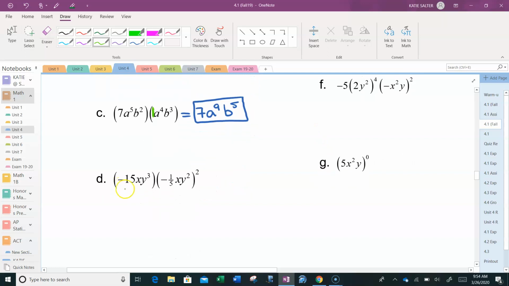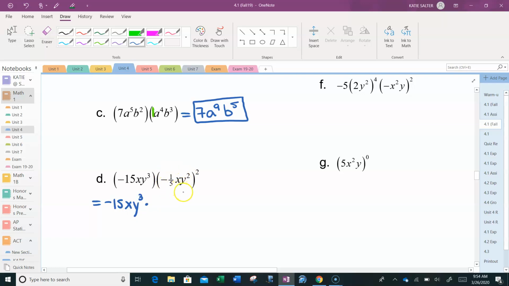All right, in this problem, what makes it different from the problems that we just did is that this first expression right here is not being raised to a power, but this second one is. So we have to make sure we take care of this monomial being raised to the second power before we multiply, because we always do exponents before multiplication. So what I'm going to do right here is write down the first monomial, -15xy cubed. And then I'm going to go ahead and square this one.